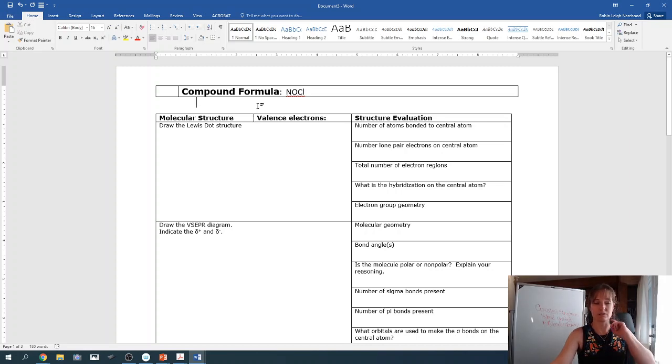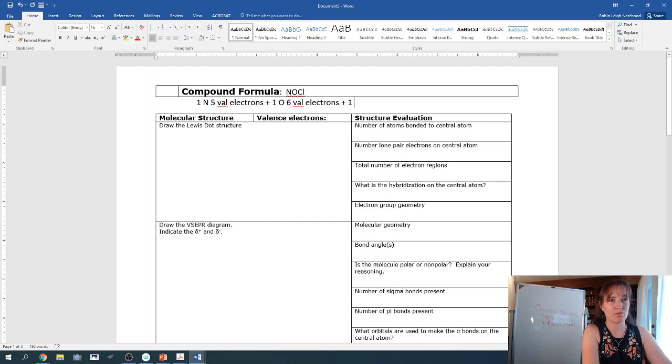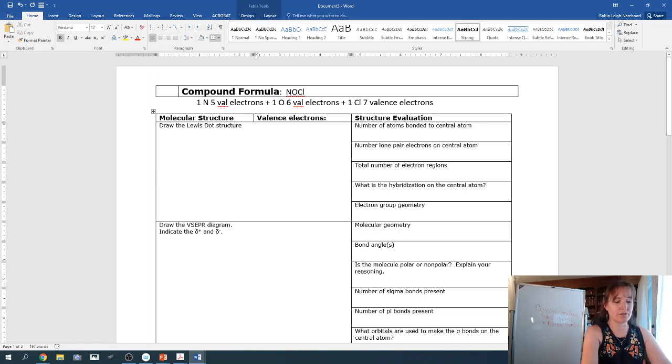First, we need to figure out how many valence electrons. So if we have one nitrogen atom, it has 5 valence electrons. And then we have one oxygen atom, and it has 6 valence electrons. And then we have one chlorine atom, and it has 7 valence electrons. So total, we have 5 plus 6, which is 11, plus 7, which makes 18. So there are 18 total electrons that we are going to draw in this structure.